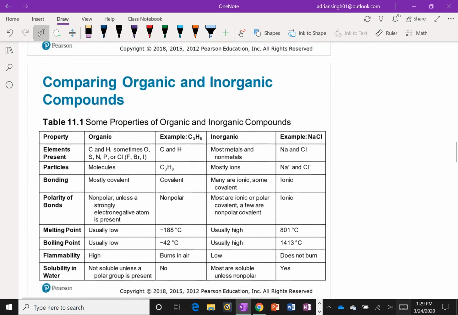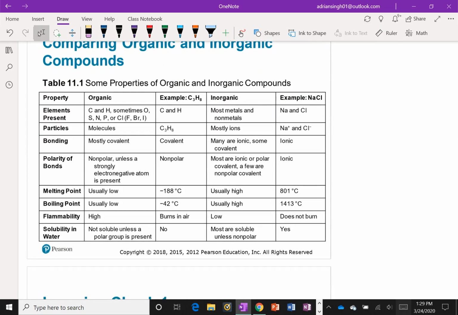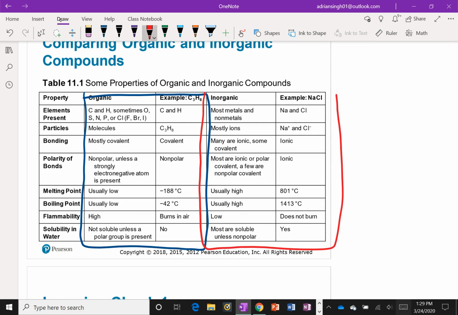All right, so just to recap some of the most important differences. We have our organic compounds on the left side, and then we have our inorganic compounds on the right. And the examples that we're comparing again here are propane for the organic compound, and then table salt, or sodium chloride, for the inorganic.